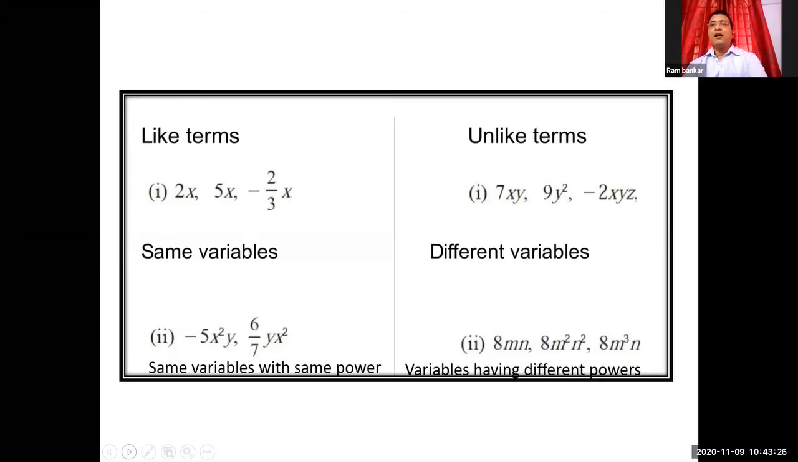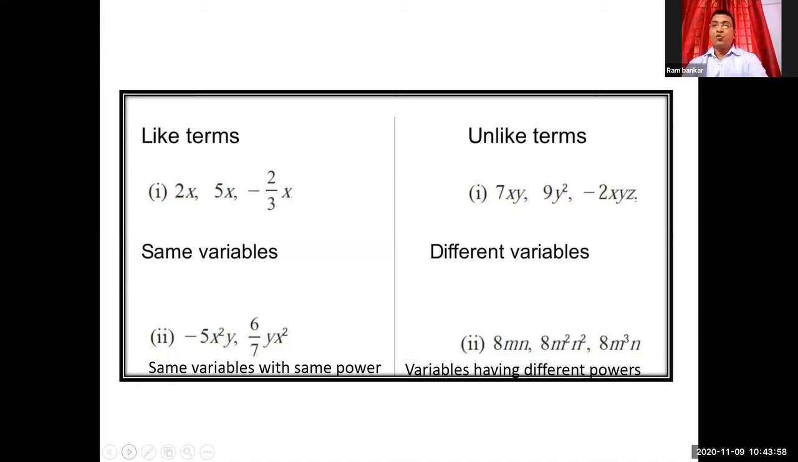Look at the right side column, unlike terms. Unlike terms means different variables. Look at the first example: 7xy, 9y square, minus 2xy. In this you will see in the first term xy is there, in the second term y square is there, and in the third term xy is there. Different variables are given. So it is an unlike term.